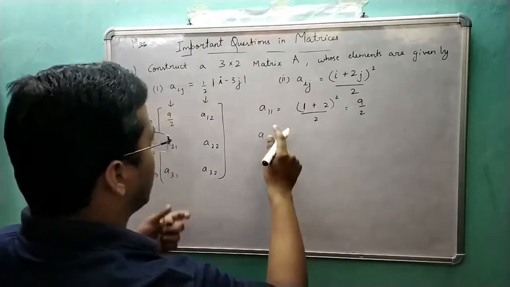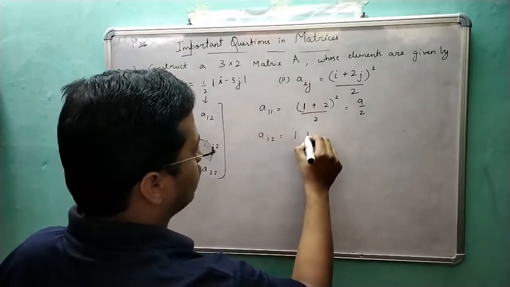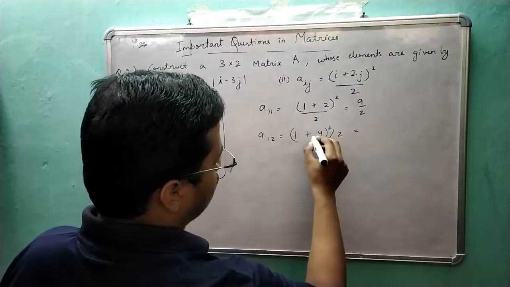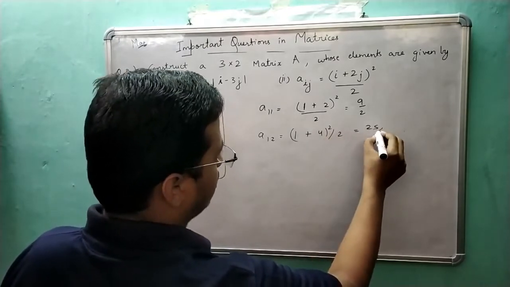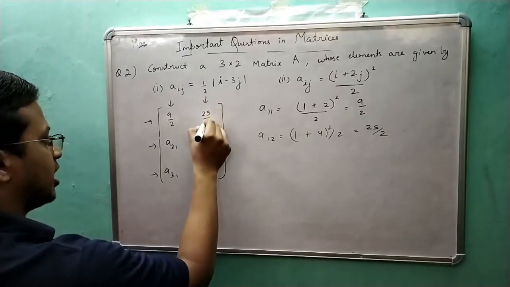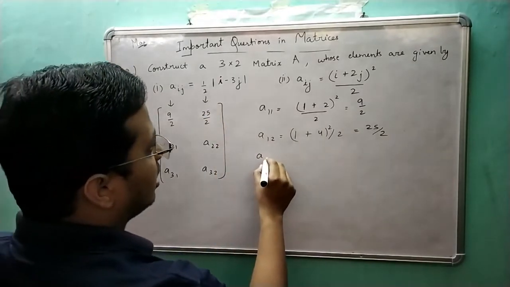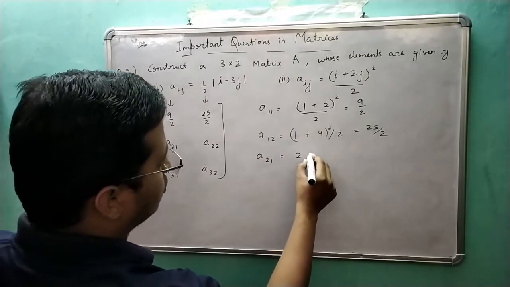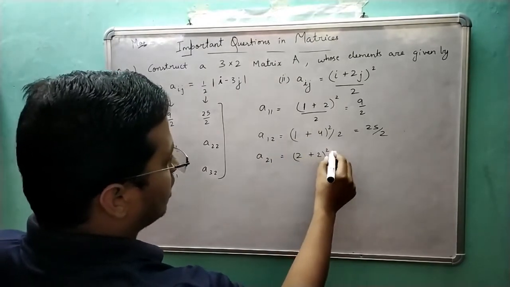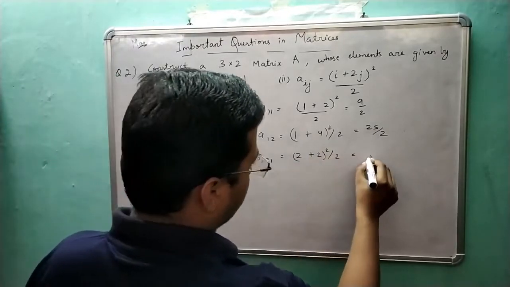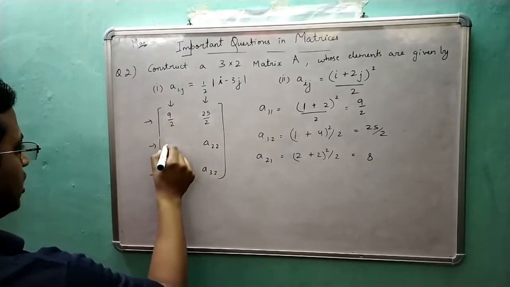A12: i is 1, j is 2. So 1 plus 4 whole square by 2. So 5 square is 25 by 2. So A12 is 25 by 2. Similarly, A21: i is 2, j is 1. So 2 plus 2 square by 2. So 2 plus 2 is 4, square 16 by 2, that is 8. So A21 is 8.